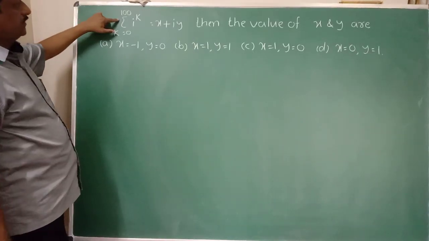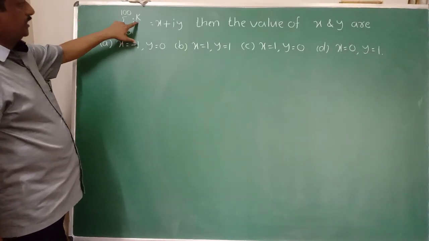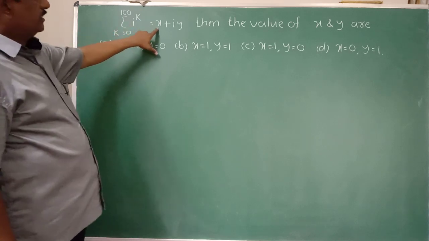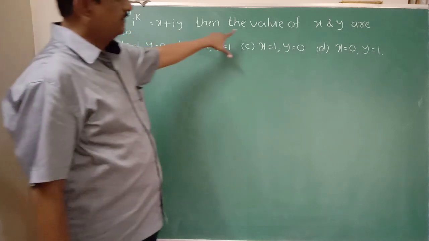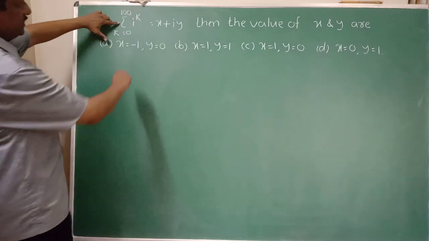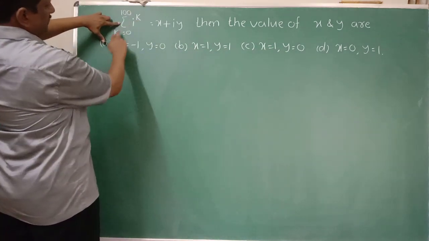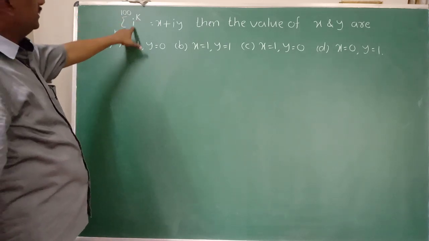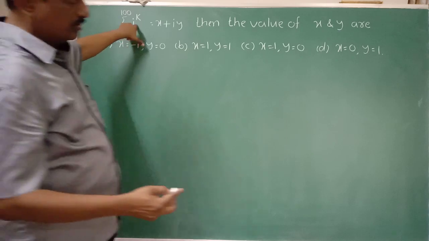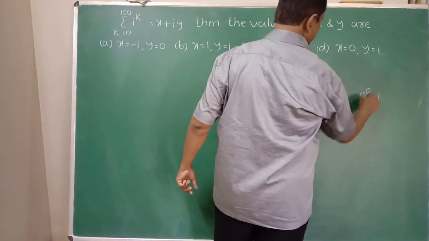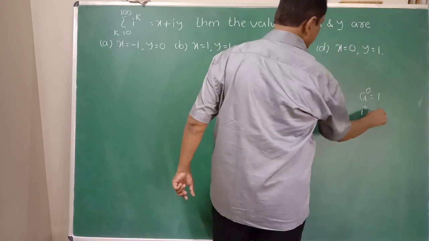Okay, summation of i^k for k equal to 0 to 100 is equal to x + iy. Then the values of x and y are. Okay, 4 options here. In this case, the summation of i^k, where k is equal to 0 to 100 here. Suppose if you put k value 0, then it is i raised to 0. You know that a raised to 0 is always 1 here. Therefore, i raised to 0 is also 1 here.